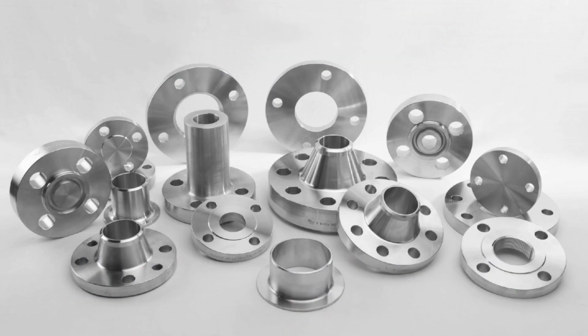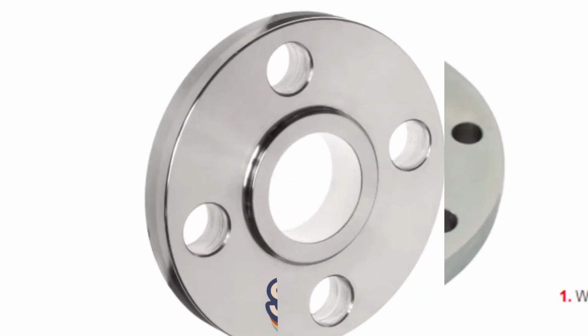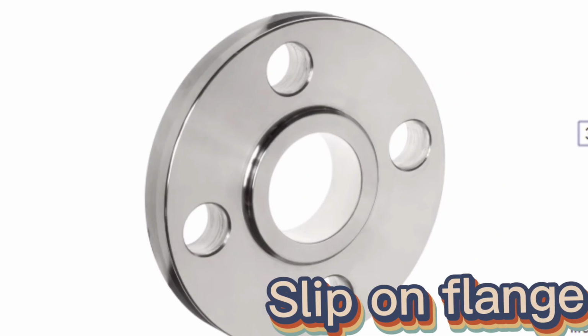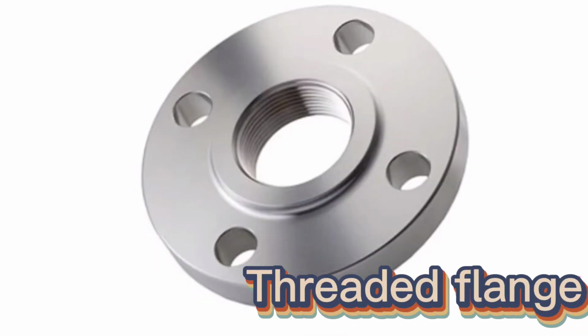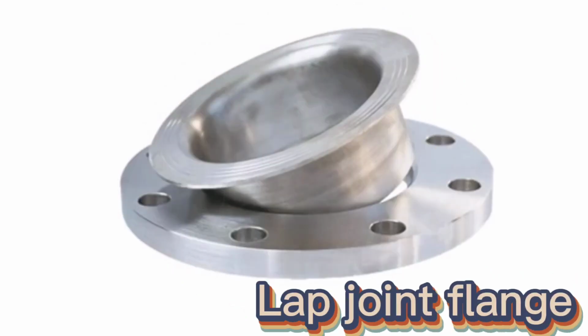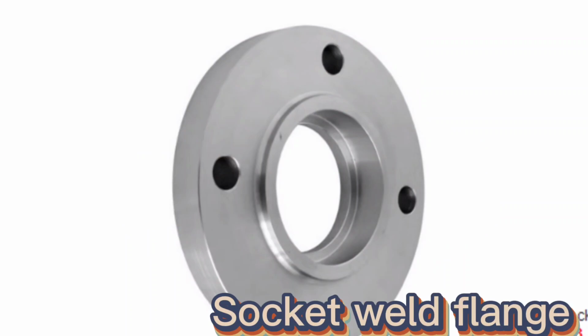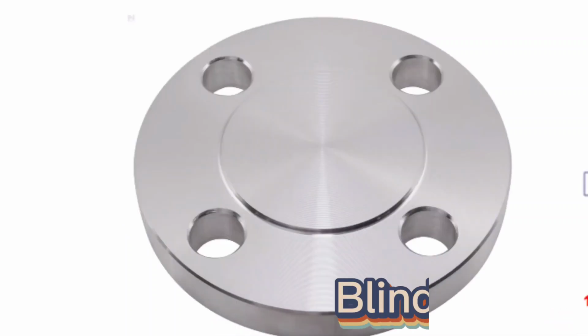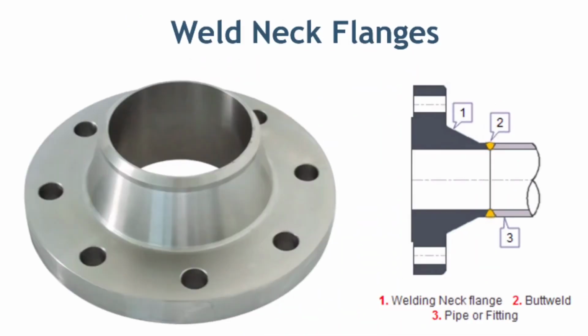The vital types of flanges are weld neck flange, slip-on flange, threaded flange, lap joint flange, socket-welded flange, and blind flange. The first flange type is a weld neck flange.